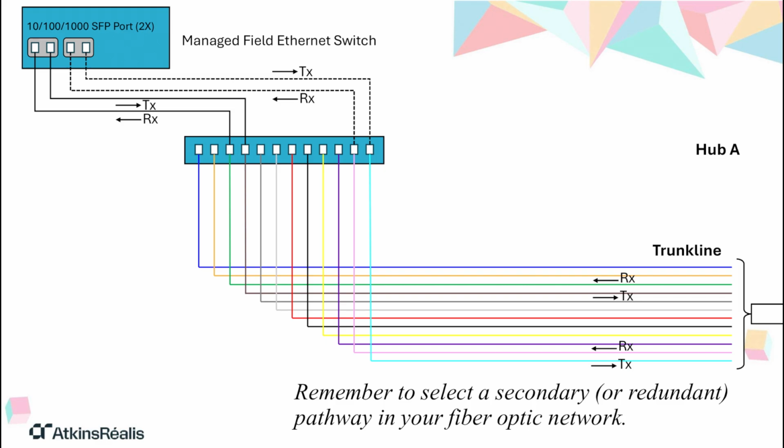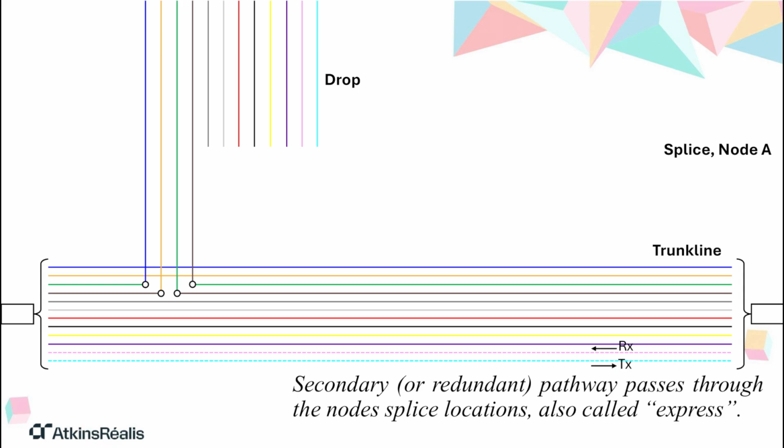What's special about 71 and 72? What's crucial is that fibers 71 and 72 don't get cut and spliced at the intermediate nodes, A, B, C. They express right through those splice vaults. They just pass straight by, continuing directly towards Hub B. Ah, so the backup path is like an express lane, bypassing the local stops.